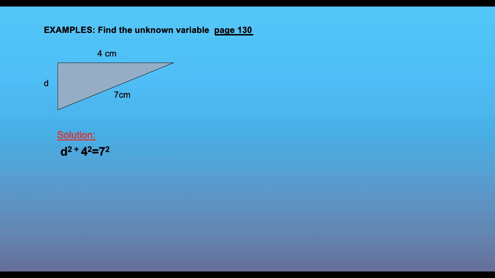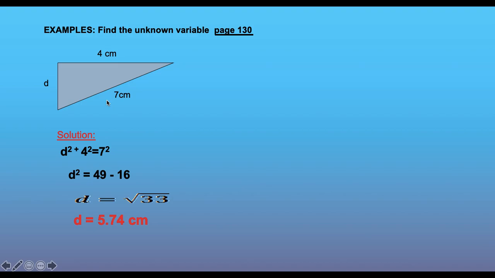According to the Pythagoras theorem, in a right angle triangle, the square on the hypotenuse is equal to the sum of the squares of the other two sides. The hypotenuse is 7, so 7 squared is equal to d squared plus 4 squared. What is 7 squared, students? 7 squared is 49 and 4 squared is 16. Transposing, d squared is equal to 49 minus 16, so d is equal to root of 33, which is 5.74 centimeters. So we found the unknown variable.